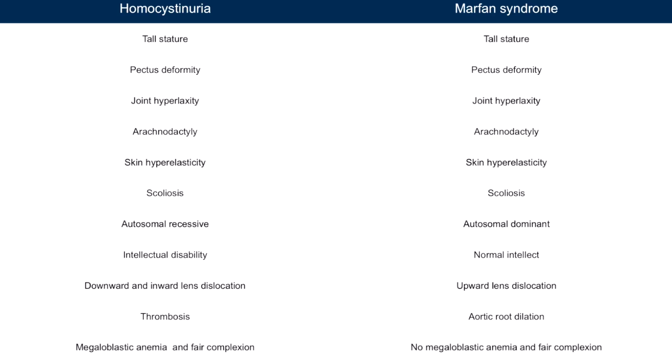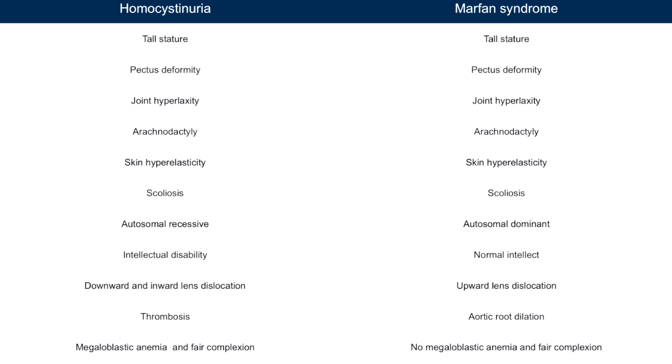Both homocysteinuria and Marfan syndrome are characterized by tall stature and pectus deformity, namely pectus excavatum or pectus carinatum. Pectus excavatum is inward indentation of sternum, while pectus carinatum is outward protrusion of the sternum. These findings are usually accompanied by joint hyperlaxity, arachnodactyly, which refers to abnormally long fingers, skin hyperelasticity, and scoliosis.